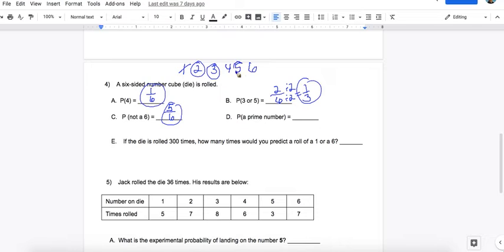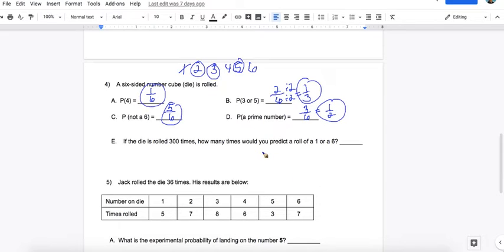5 is prime. Only has factors of 1 and 5. And 6 is not prime, because 1 times 6 and 2 times 3. So that actually has 4 factors. Okay, so let's count them up. 1, 2, 3 out of 6, which simplifies to 1/2, because I could divide top and bottom by 3. So that would be 1/2.